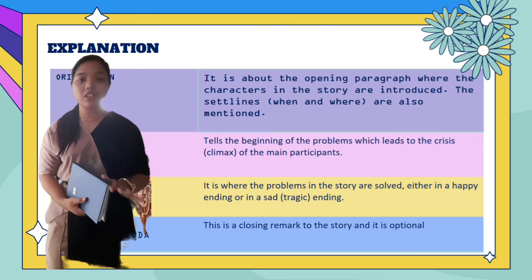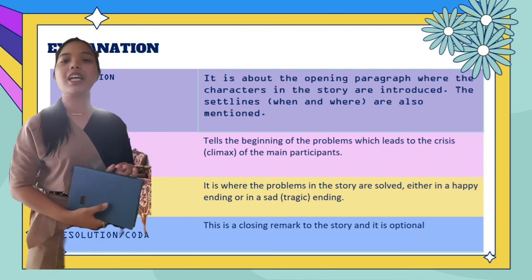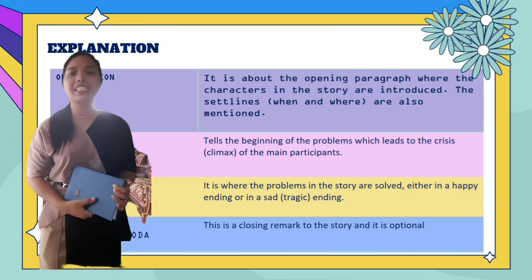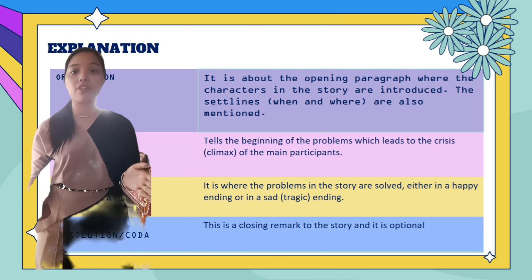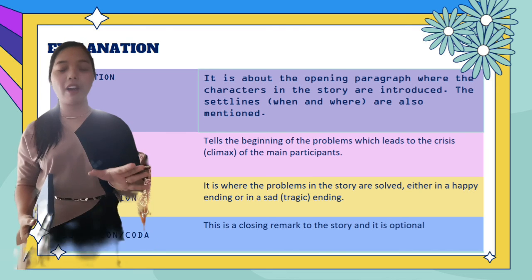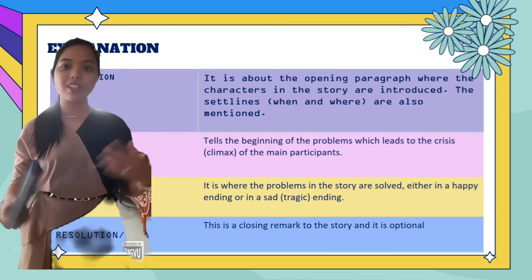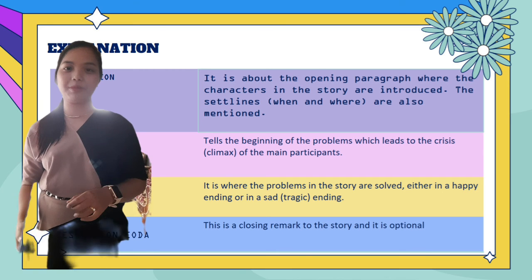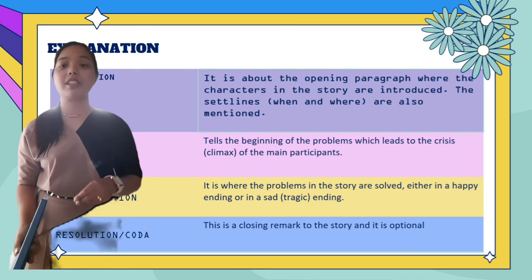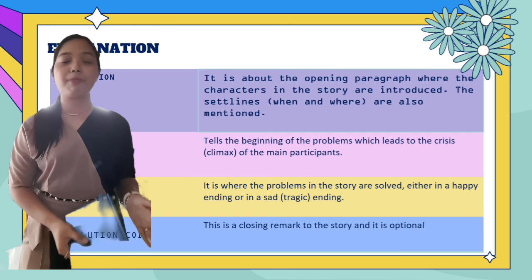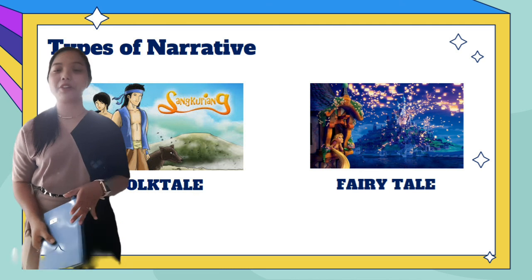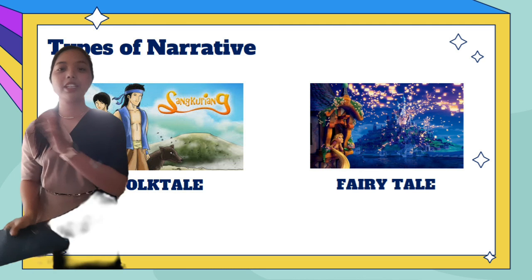The fourth one, or the last one, is about the reorientation or coda. This is a closing remark to the story, and it is optional, guys. It consists of moral lessons, advice, or teaching from the writer itself. Why is it optional? Because moral lessons can be written explicitly or implicitly. And then we are going to the types of narrative.